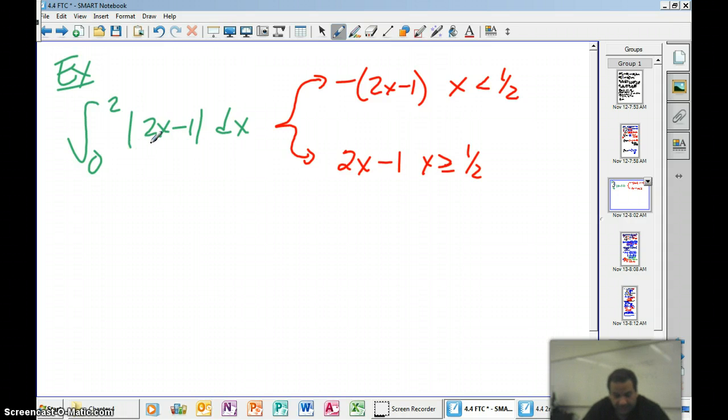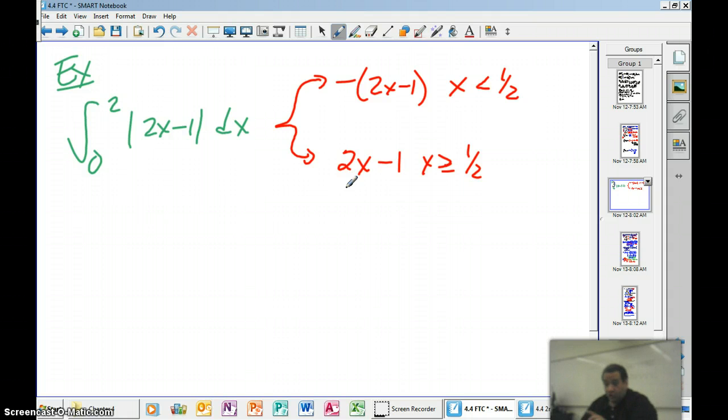So here's one with the absolute value. I have the absolute value of 2x minus 1. Well, I've got to break it up because remember, it wasn't differentiable at that sharp turn, so I can't include that sharp turn. So when it's less than a half, because that's the area that makes it a problem, where it comes down to 0, it's going to be minus the quantity, and greater than or equal to half, it's the whole quantity.